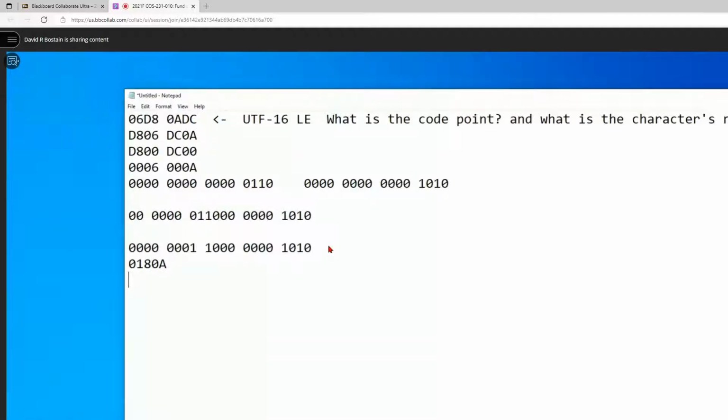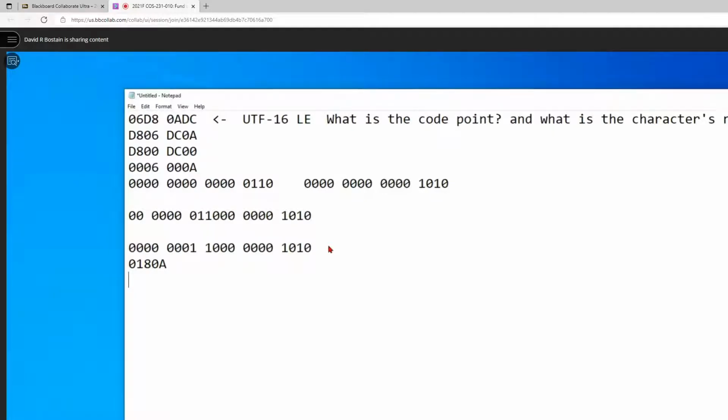Well, remember, we're working from the encoding back to the original code point. Oh, you add. We have to add back in what number? D80. I'm sorry, D800. No, we don't want to turn it into a surrogate. We started as a surrogate.